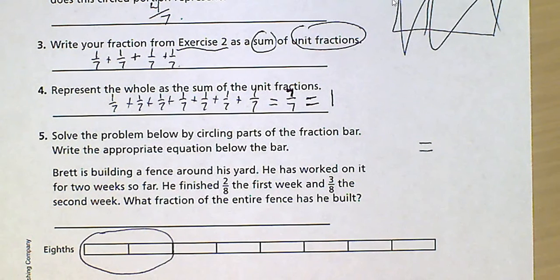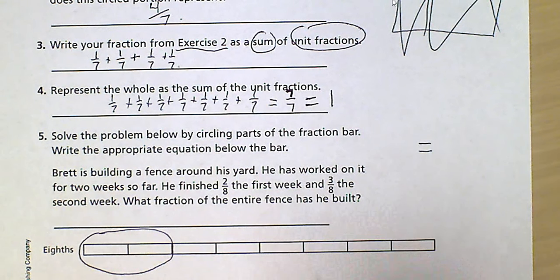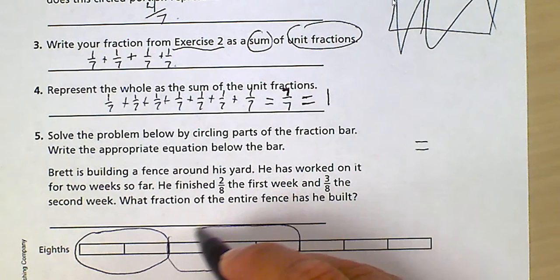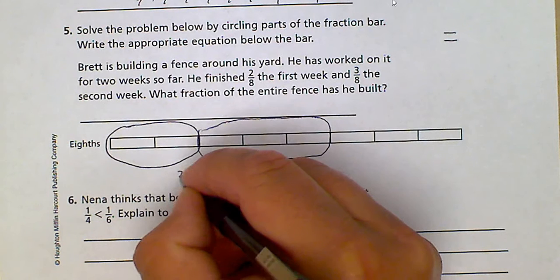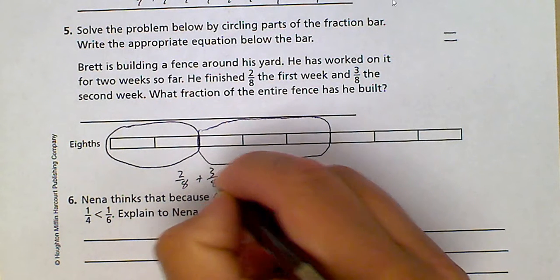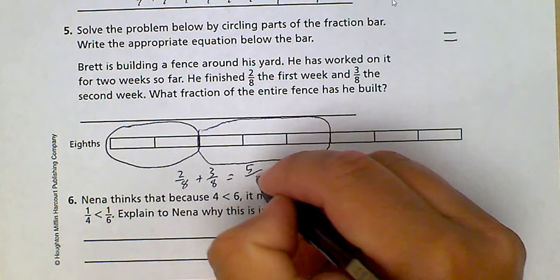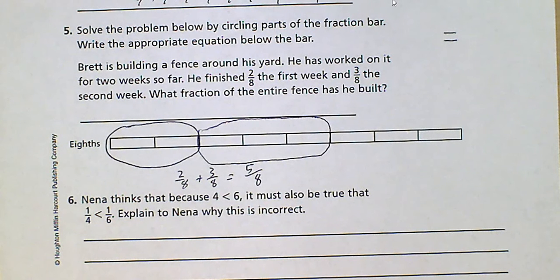Then what am I going to do? Circle 3. Circle 3 more, right? I can't circle the ones I already circled, but I can go 3 more. All right. And now it says what fraction of the entire fence was built. Well, if you put those together, what do you get? 5/8. 5/8, right? So we need 5/8. So I'm going to write underneath. I'm going to say 2/8 plus 3/8 equals 5/8. Okay? And there's our equation. We're done.